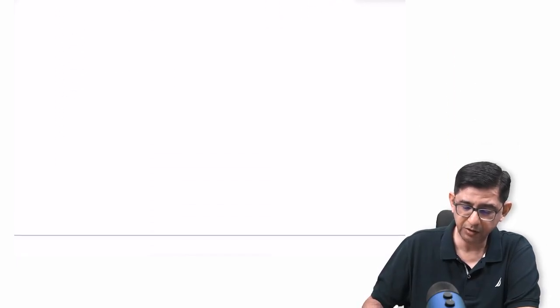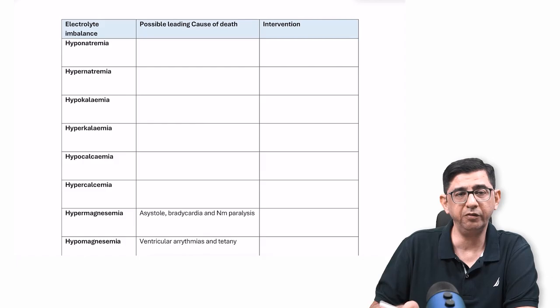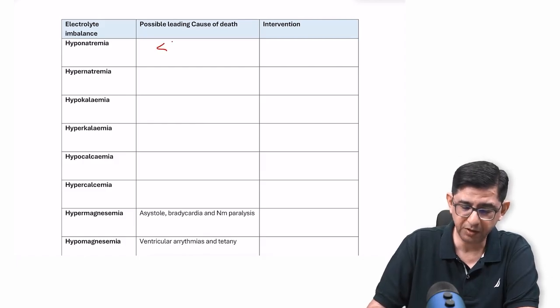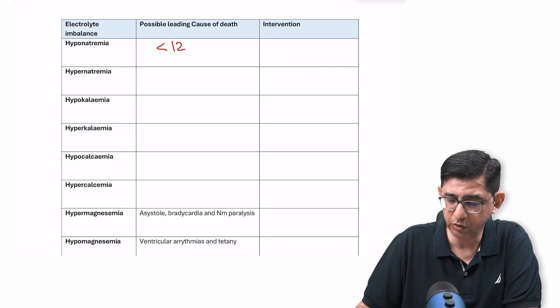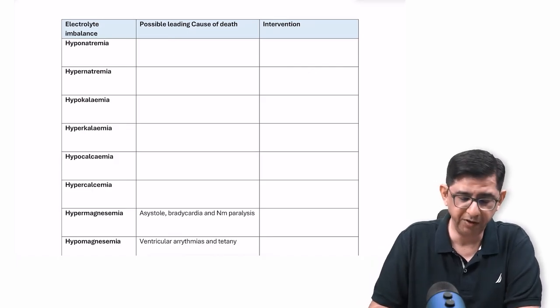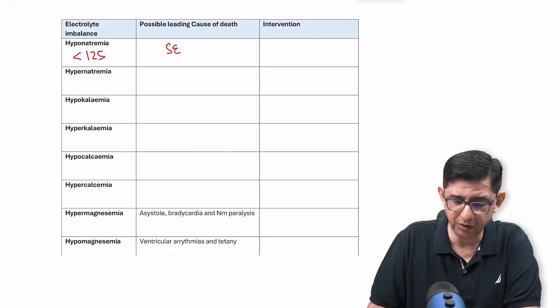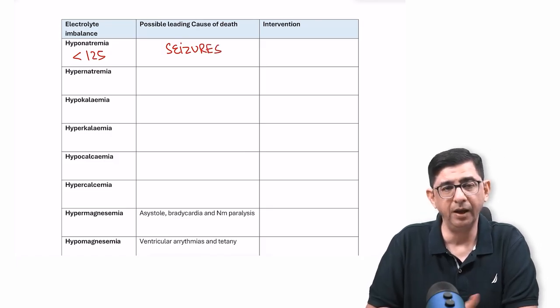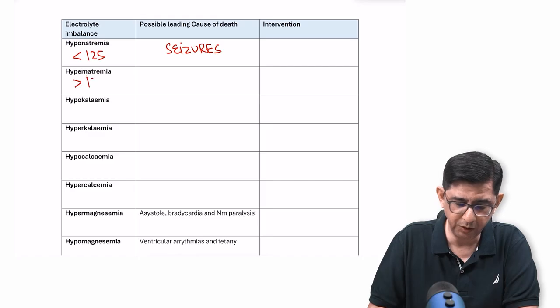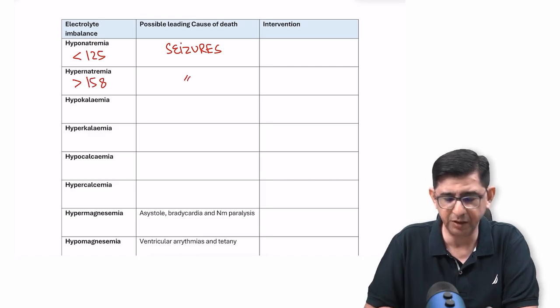Now we will just summarize the important electrolyte imbalances that we have discussed. So I'll try to do it faster. Hyponatremia is usually values less than 125. The possible reason why a patient can fall sick or can die is because of seizures, because in seizures the patient is not in senses, so they can aspirate. For hypernatremia, the value is more than 158 millimoles. Again, the reason is seizures.